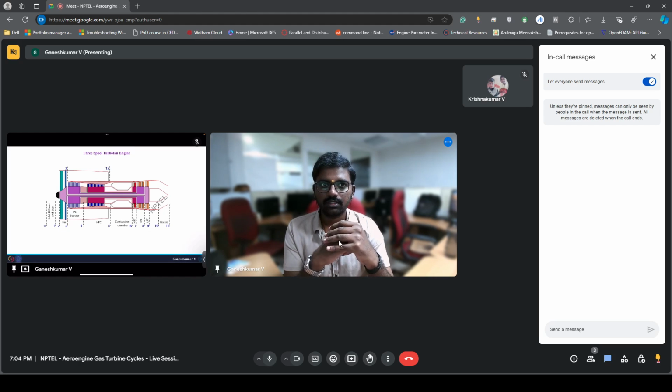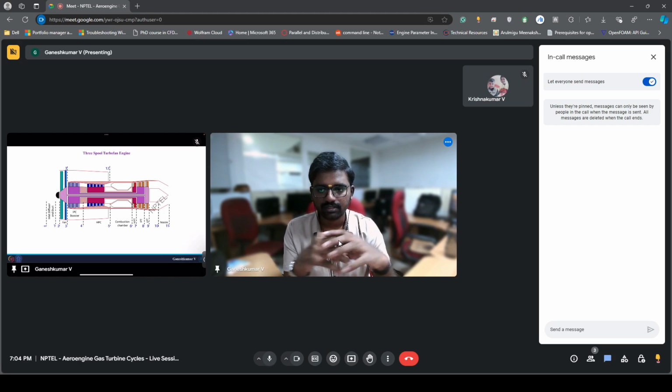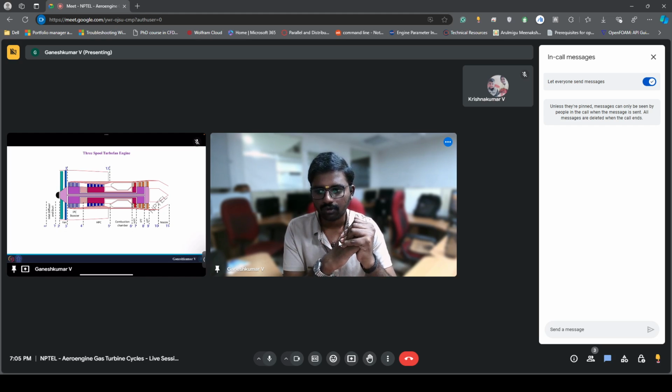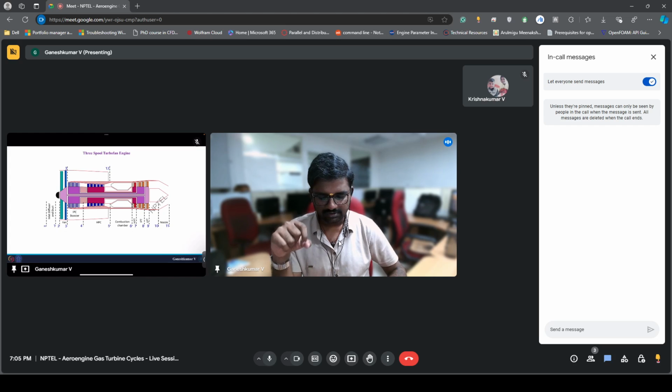But the construction is a little bit complex because we have three turbines. The low pressure turbine is directly connected to the fan, and these are concentric spools, right? So making such a component and then fitting it inside is, engineering wise, more complex, but still people have done that. A lot of companies have done that. So that is what we are going to study today. Mostly we will focus on the thermodynamic cycle of this three-spool turbofan engine.